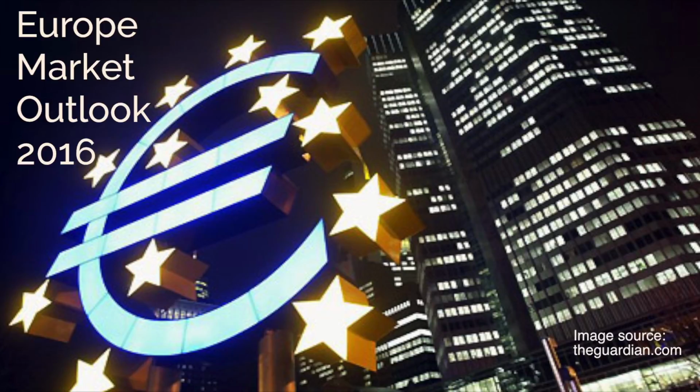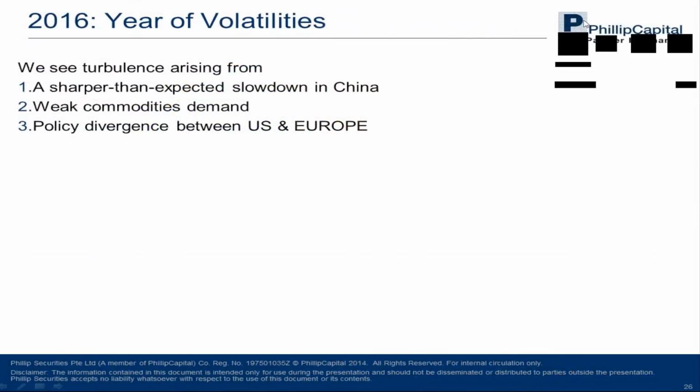Tonight we'll be going over the 2016 macro outlook. For 2016, we expect a year of volatilities, and we see turbulence arising from a few key themes. A sharper than expected slowdown in China, as we can see in the last few days.